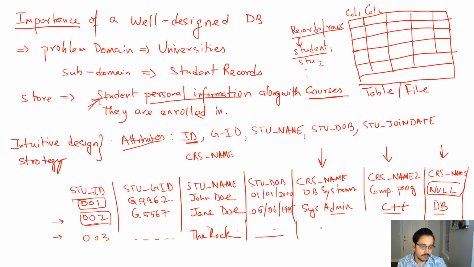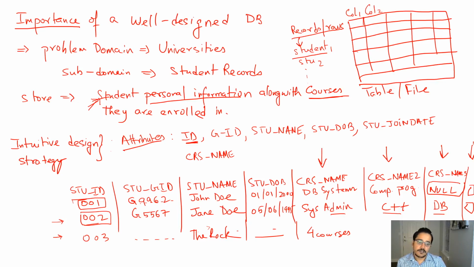So they had some database, and now if the rock registers for, let's say, 4 courses, then you have to add another column at the end, and that will create more null or dummy values for the existing students. But the key point here is you have to manipulate the entire file structure or the entire structure of your table, and that is again not desirable.